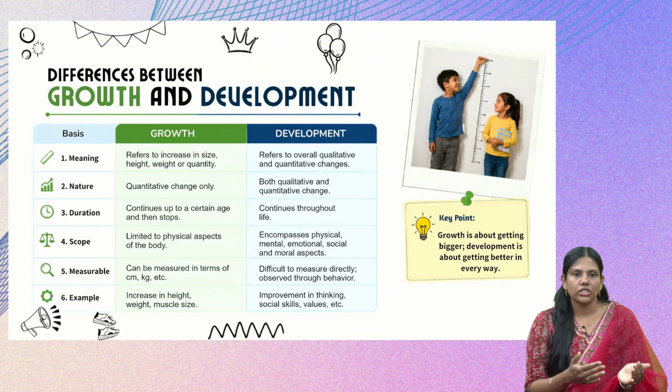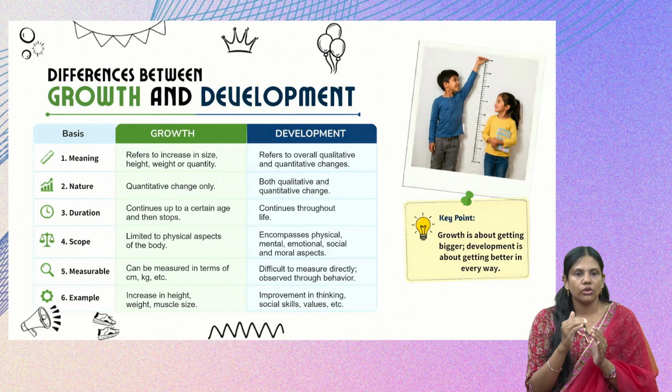Then duration. After a certain age, the growth of the individual will stop, for example the height. After a certain age, we will not grow taller anymore, nor will we become shorter. The duration has stopped. But when it comes to development, it is always continuous, or lifelong.